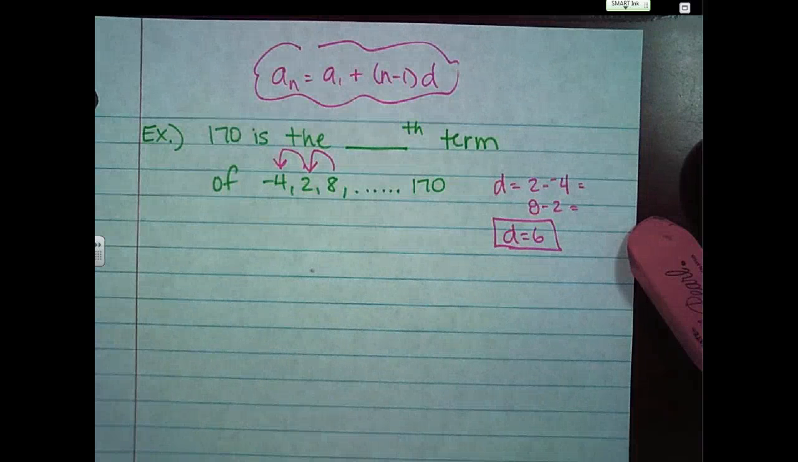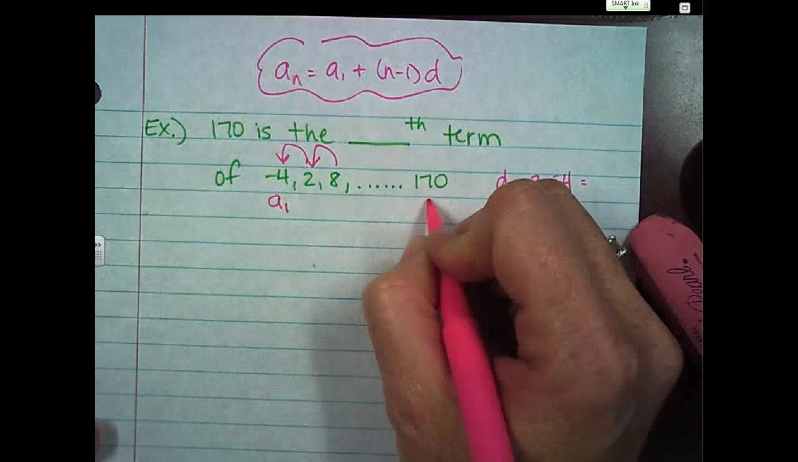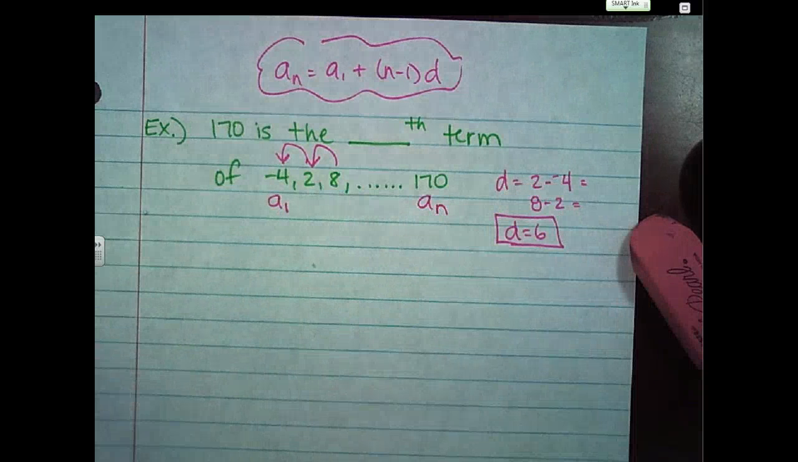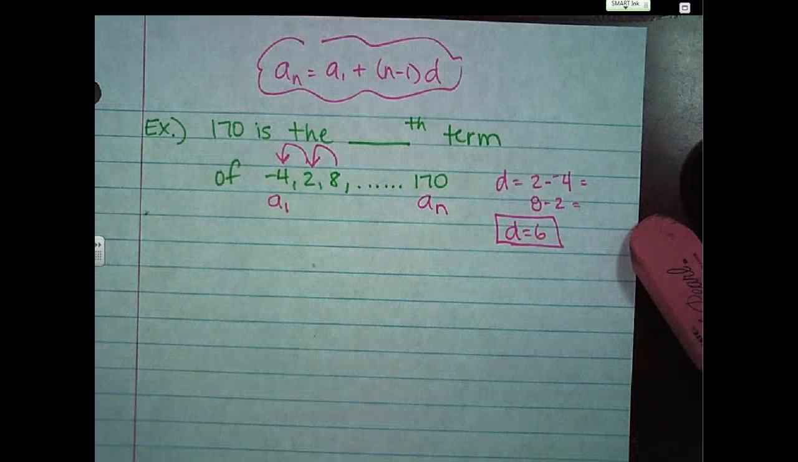Okay, so this time, I know my first term. Let's list all the stuff I know. I know my nth term, and I know d. What variable am I actually looking for? Yeah, I'm looking for n. But I have everything else, so it's okay.